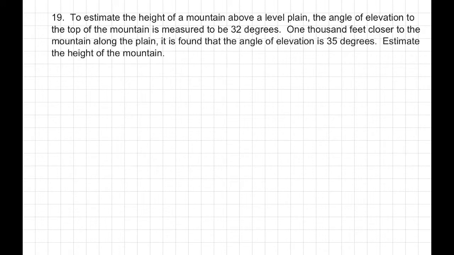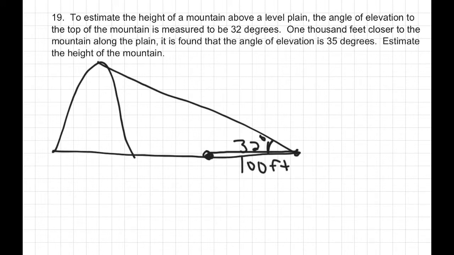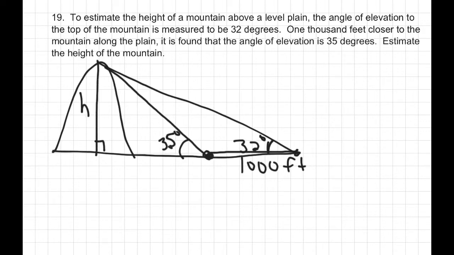Well, let's draw a picture. Here's a mountain, and here's my level plane. From this point here to the top of the mountain, we're going to say is 32 degrees. But if I move 1,000 feet closer, which we'll say is here, so this is 1,000 feet. Oops, I should make that actually say 1,000. The angle of elevation to the top of the mountain is instead 35 degrees. We want to find how high the mountain is.